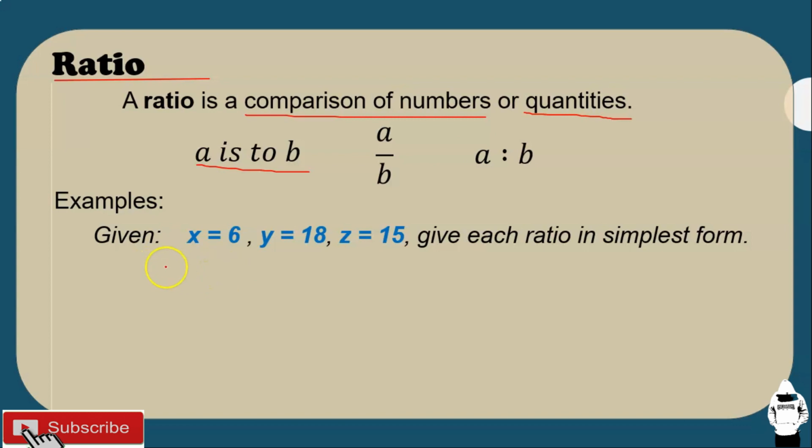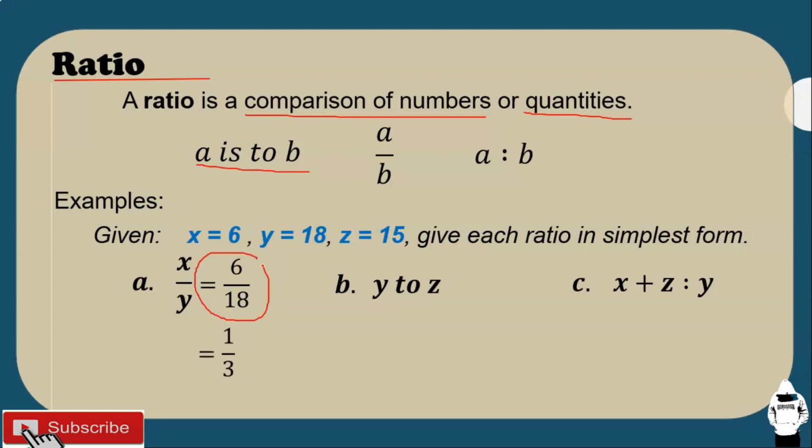So another example of a ratio, given x is equal to 6, y is equal to 18, z is equal to 15, give each ratio in simplest form. For letter A, we are going to give the ratio x over y, or x is to y. So we all know that x is equal to 6 and y is equal to 18. So that is 6 over 18. We need to get the simplest form of this, 6 over 18, that is 1 over 3. Or this is 1 is to 3.